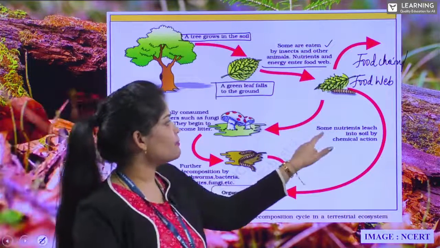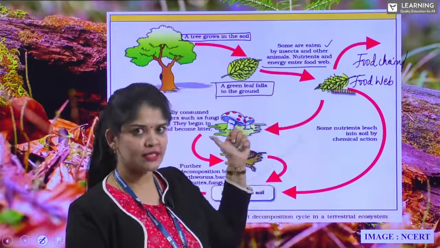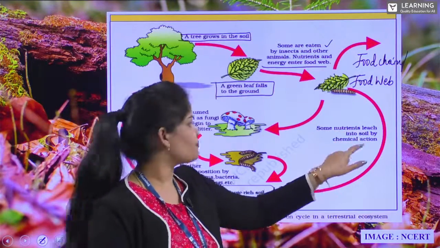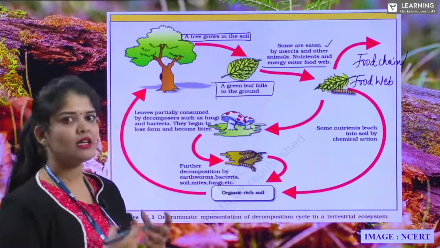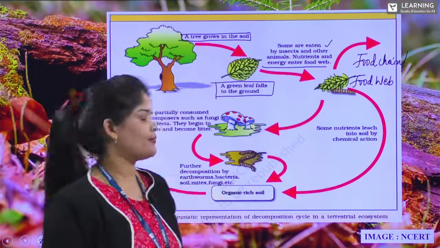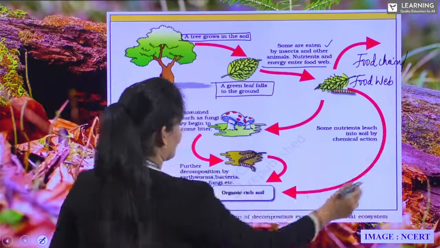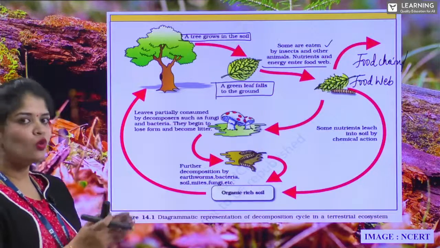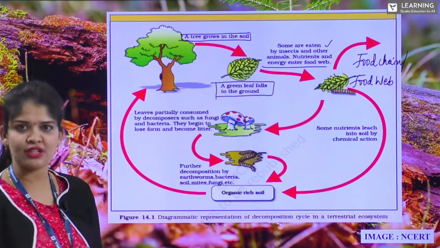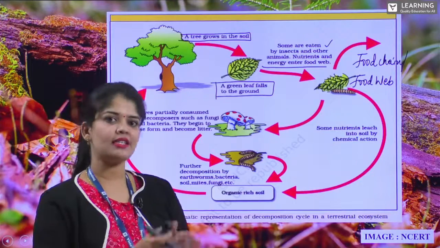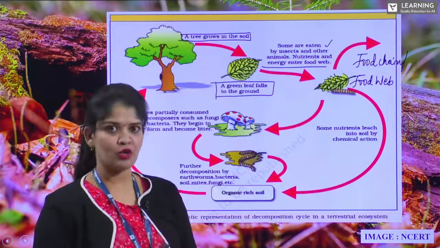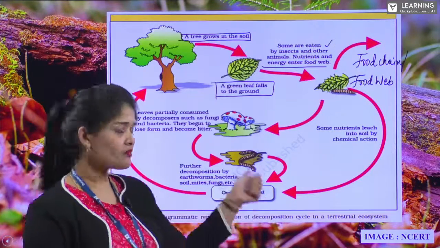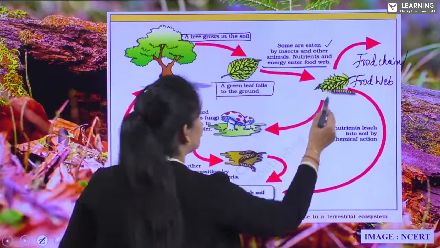So here, some nutrients leach into the soil, the leaching process we have just discussed, right? It leaches into soil by chemical reactions, that means with the help of the microbial enzymes. As leaching takes place, it is going to add to the organic nutrients present in the soil and makes the soil organic rich, because all the organic matter has been accumulated into the soil.